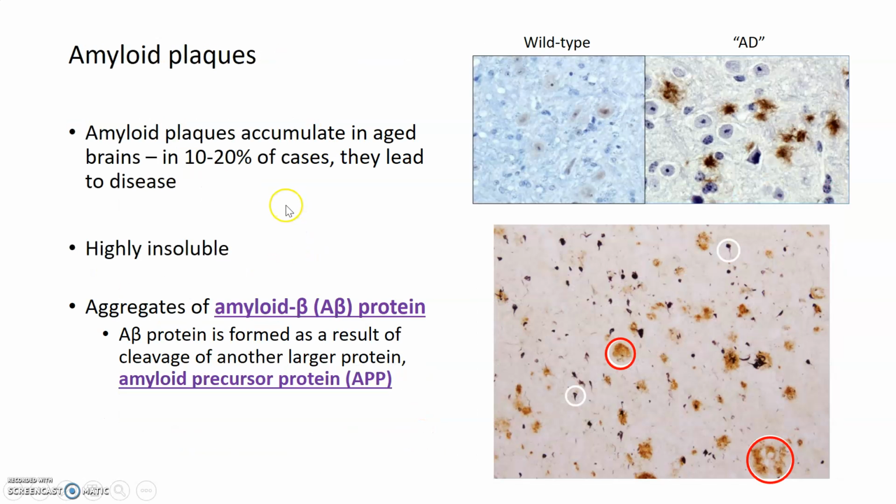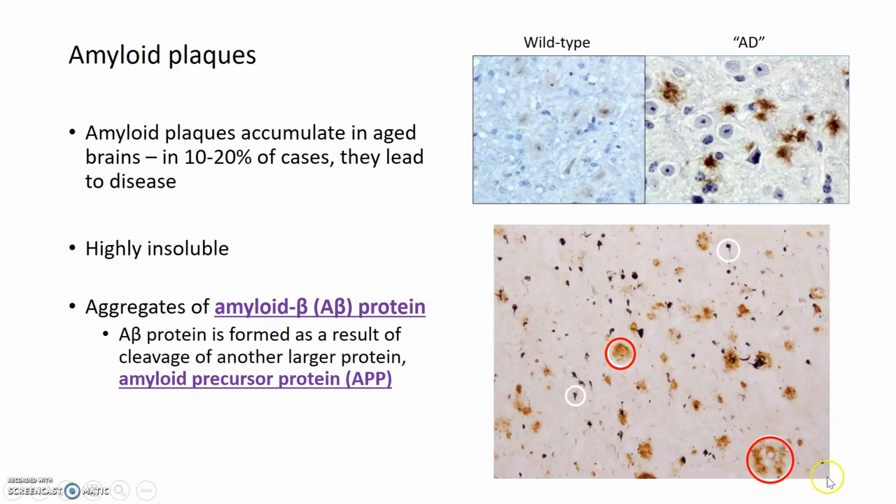And so, like August Dieter, all Alzheimer's patients are characterized by the presence of two particular cellular aggregates, one of which is amyloid plaques and the other of which is neurofibrillary tangles. And an amyloid plaque is an aggregate of the protein amyloid beta. And amyloid plaques accumulate in all aged brains, and only in about 10 to 20% of cases do they actually lead to disease. These plaques are highly insoluble, and so once these aggregates of amyloid beta protein form, it's really hard to get them apart.